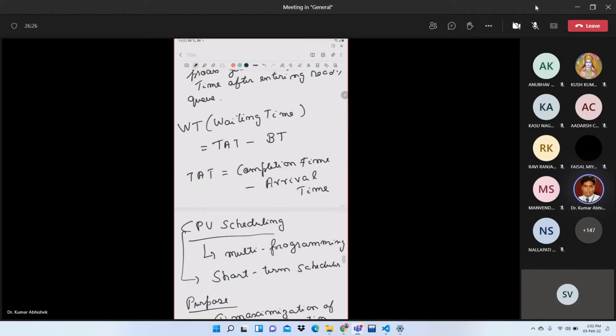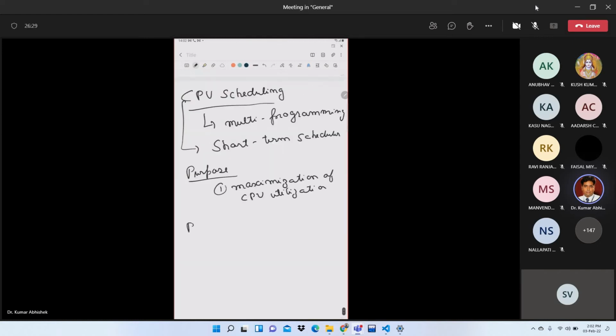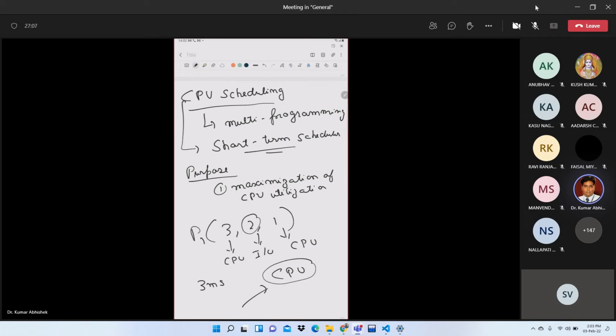Suppose a process, for example in this scenario, has this burst time. This is for CPU, then again it wants IO, and again it wants CPU. Now after 3 milliseconds, P1 will be going for IO, which means the CPU will be idle at this moment. So the CPU should not be idle. Some process will be given to the CPU, decided by the short-term scheduler. That is the meaning of maximizing CPU utilization.